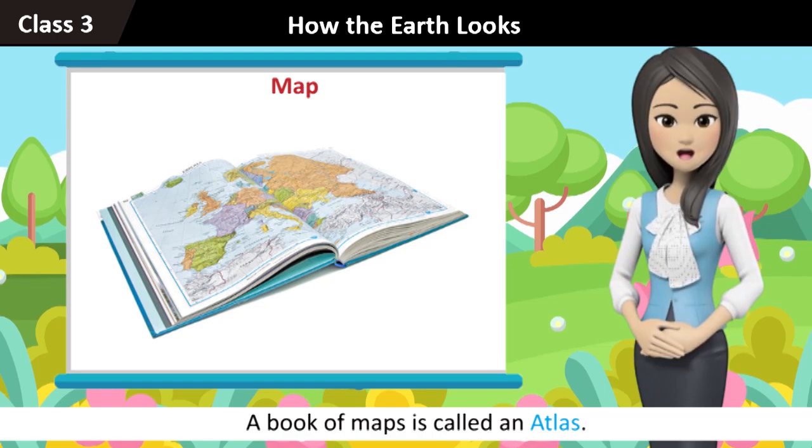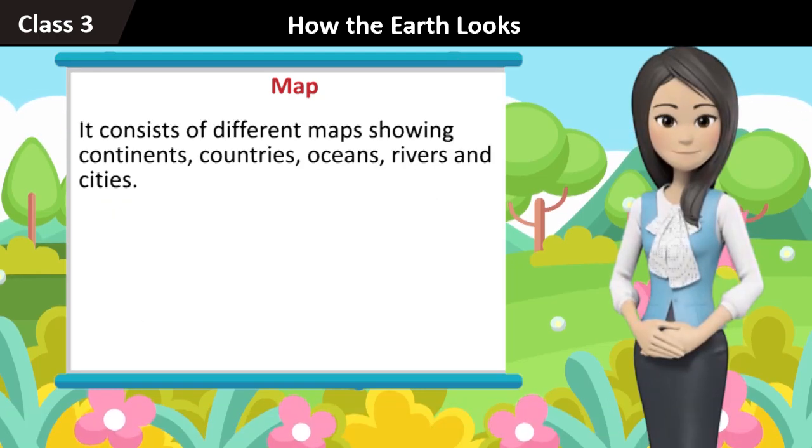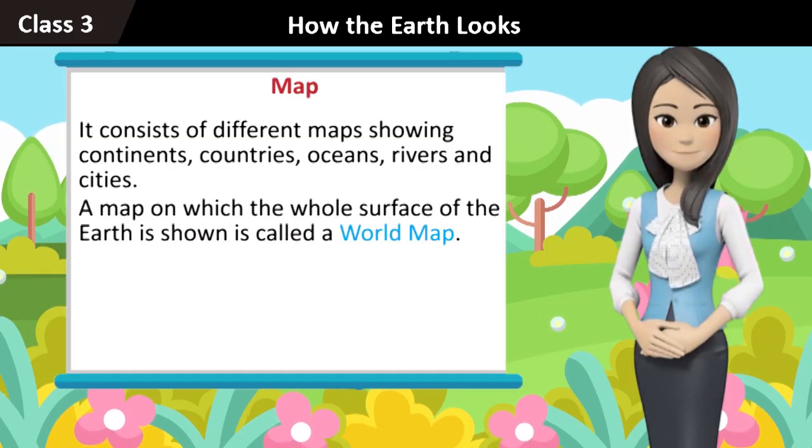A book of maps is called an atlas. It consists of different maps showing continents, countries, oceans, rivers, and cities. A map on which the whole surface of the Earth is shown is called a world map.